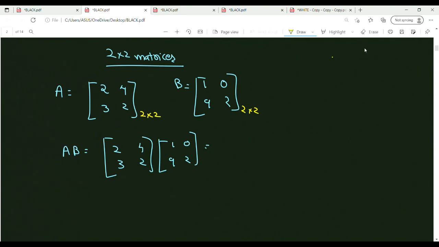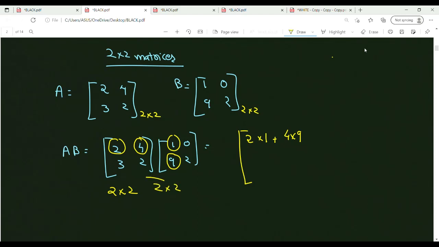So the first step is that we will multiply this element with this element, so it will be 2 cross 1, and then we will multiply this element with this element, so it will be plus 4 into 9. This will be the first element, the a11 element. You can see that it's a 2 cross 2 matrix, and it's also a 2 cross 2 matrix, so the AB matrix which we will get will be a 2 cross 2 matrix.